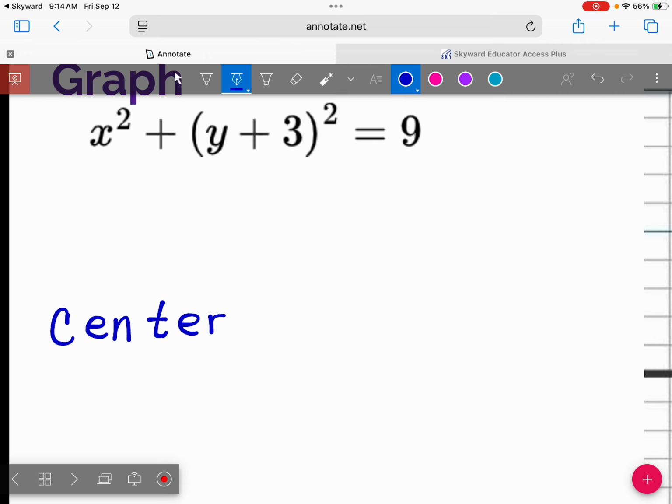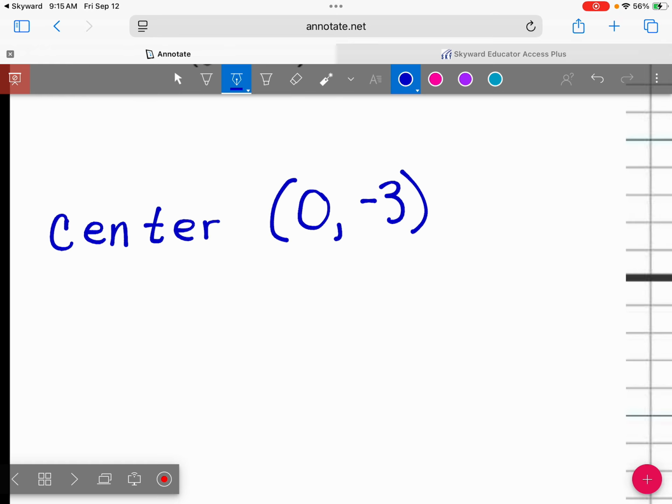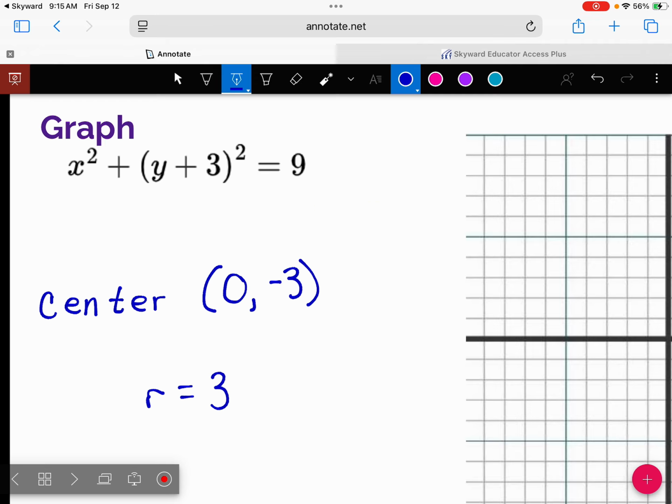I don't have anything inside the parentheses with my x. So my h is 0. There's nothing there. So my h is 0. What's my k? -3. My k is -3. What's our radius? 3. Our radius is 3. Okay, because r squared equals 9.